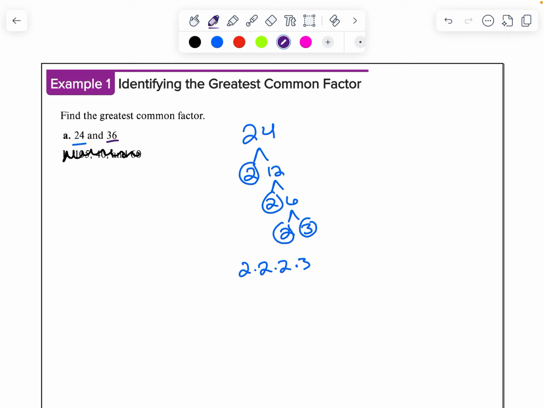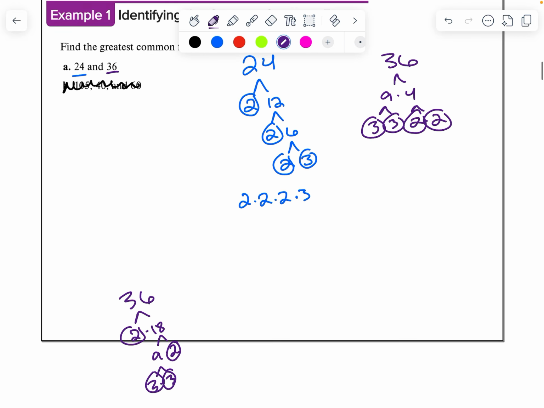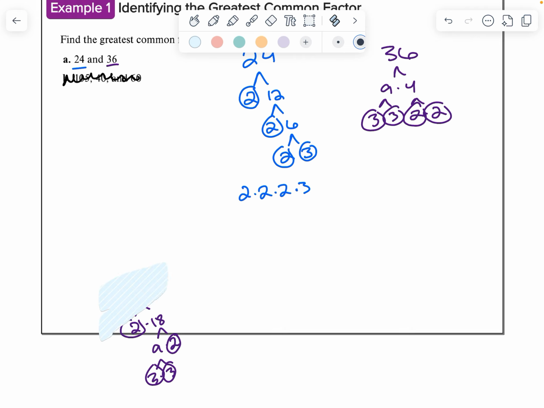Same thing with 3. All right, 36. There's more than one way to factor this. I'm going to go with 9 times 4. 9 is 3 times 3. 4 is 2 times 2. And let me just show you something real quick. I'm going to go down here and do some scratch work. What if I had started with 36 and done instead, let's see, 2 times 18. All right, 18 is 9 times 2. 9 is 3 times 3. And notice I still came out with the same exact prime factors. No matter which way I started, you should end up with the same exact prime factors.